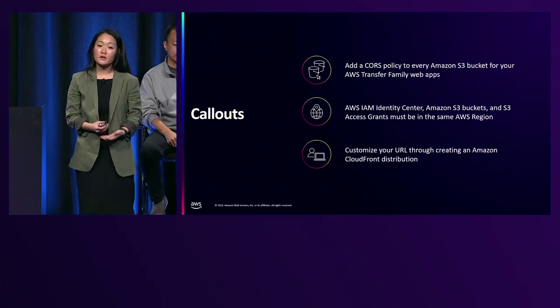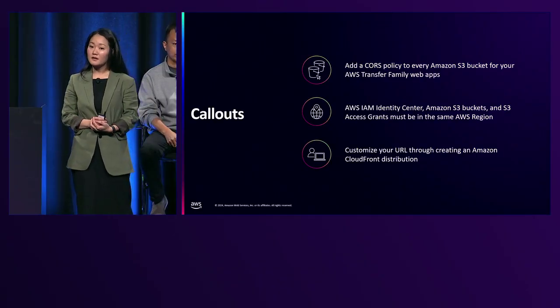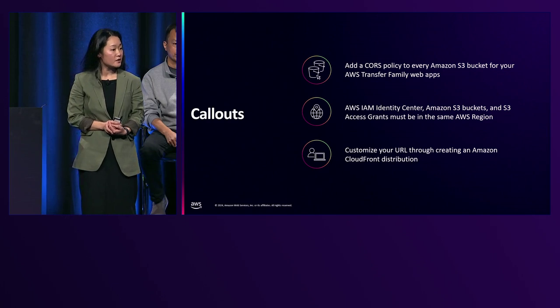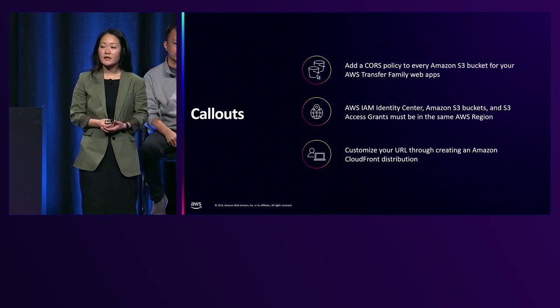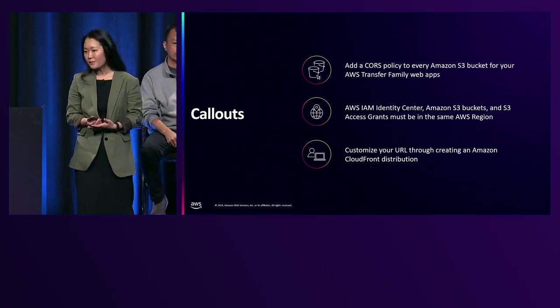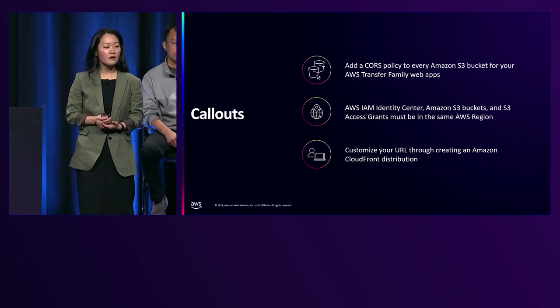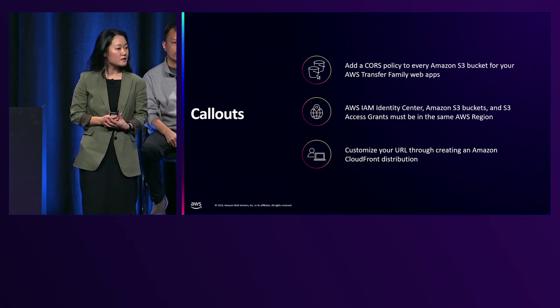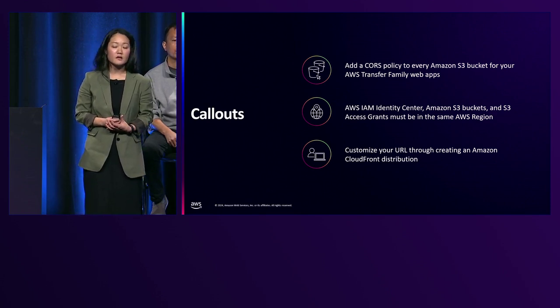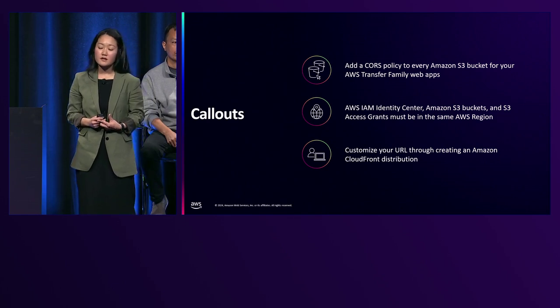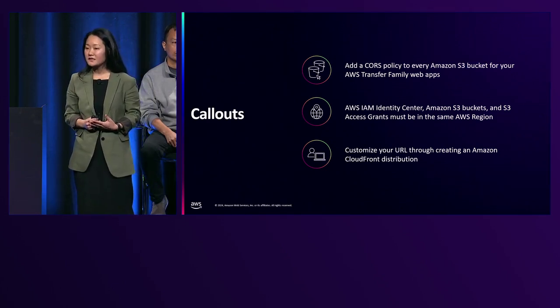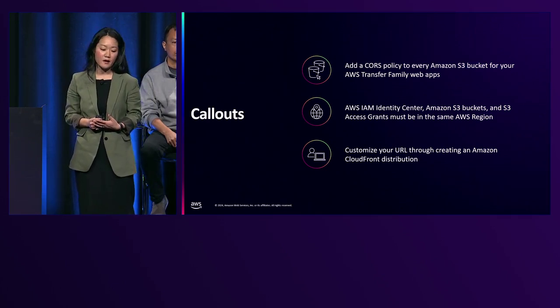So first, you notice that Taibing added a CORS policy for the S3 bucket that he was using with his web app. As a reminder, you need to add a CORS policy for every bucket you're using with your web app. Also, you may have noticed that Taibing was operating in US West 2, so your Identity Center instance, your S3 buckets, and your S3 Access Grants instance must be in the same region and account.